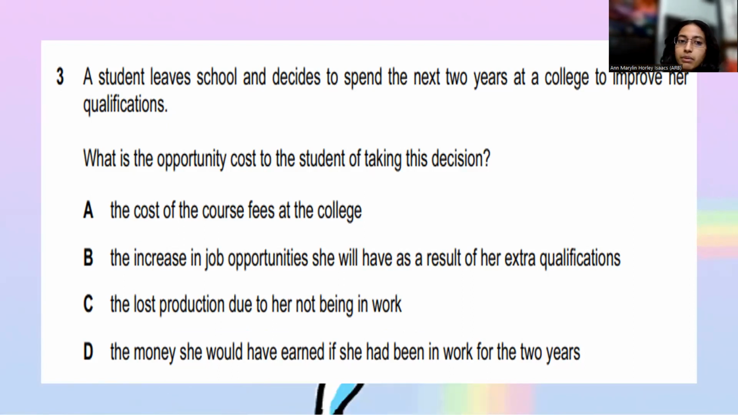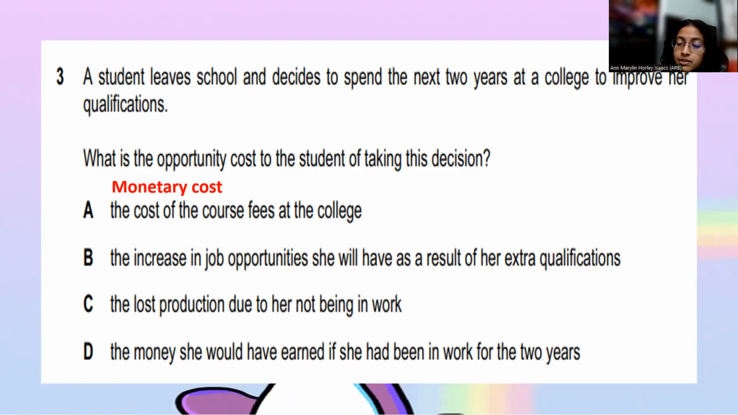So let's go through one by one. The cost of the course fees at the college. Now she has chosen to go to college. So obviously, every choice that you make comes with consequences. In this case, this is a monetary cost. Monetary cost and opportunity cost are two different things. She has gone to college.